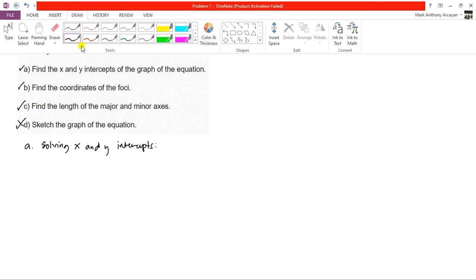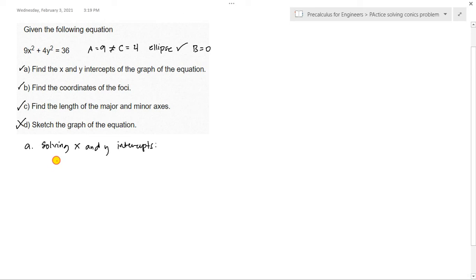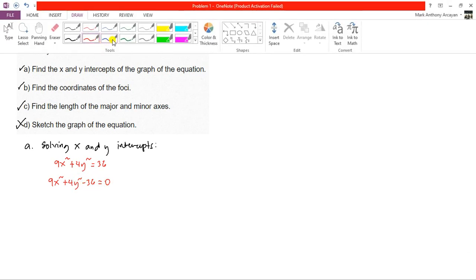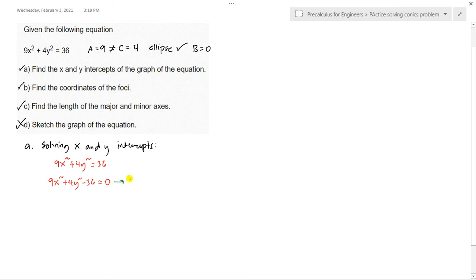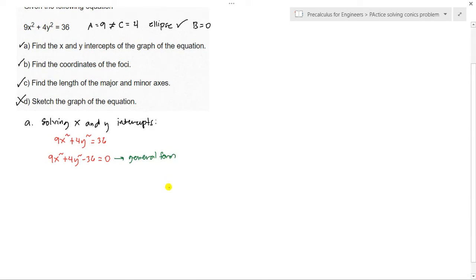Okay, so given that equation, 9x squared plus 4y squared is equal to 36. Actually, this is not yet the general form, because if you are going to convert this into the general equation, it can become 9x squared plus 4y squared minus 36 is equal to 0. So, again, in general form, the right side should already be 0. So, this is now the general form of your ellipse.